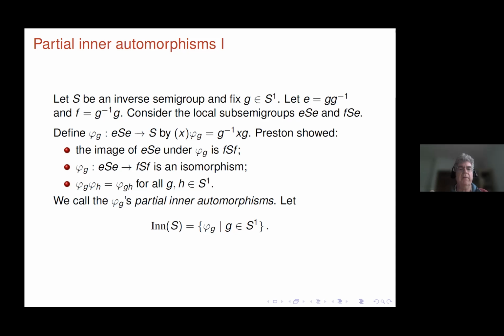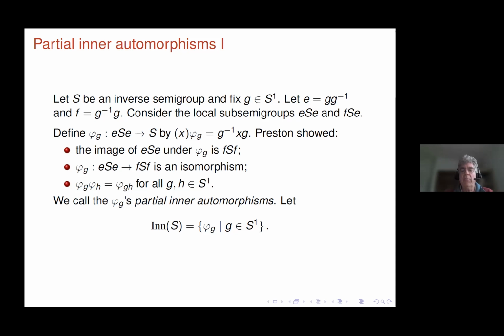That's supposed to say fSf. I'm sorry, that's a typo. Then what we do is we define a mapping with domain eSe just by conjugation by g, in the sense that we talked about before, g^{-1}xg for any x in eSe. And you'll notice I'm following the standard convention in semigroup theory that mappings, especially local bijections and partial bijections and things like that, are acting on the right of their arguments.